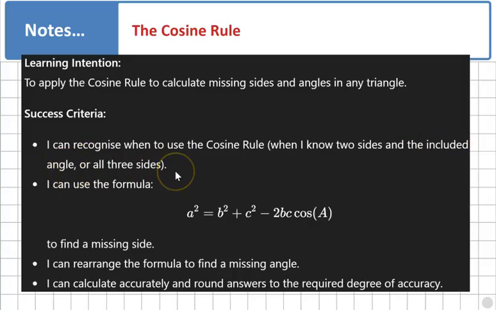or all three sides. I can use the formula a squared equals b squared plus c squared minus 2bc cos A to find a missing side. I can rearrange the formula to find a missing angle. I can calculate accurately and round answers to the required degree of accuracy.